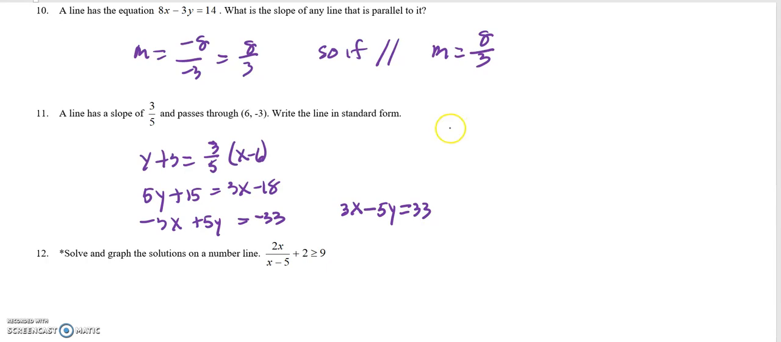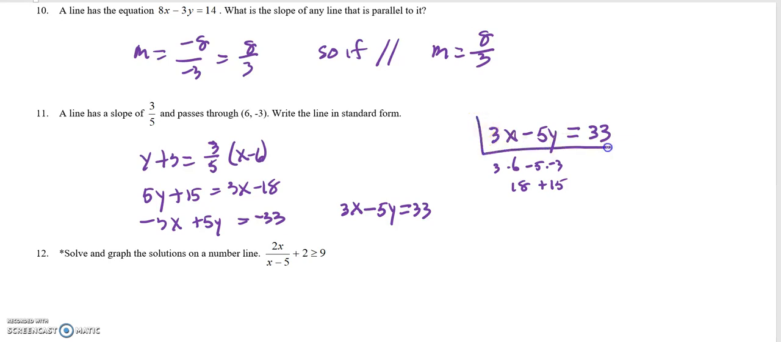Or, because the slope is 3/5, we knew the left side of our standard form should have been that. And then if I put 6 in for x and -3 in for y, the left side gives me 33, so the right side would have to give me 33.